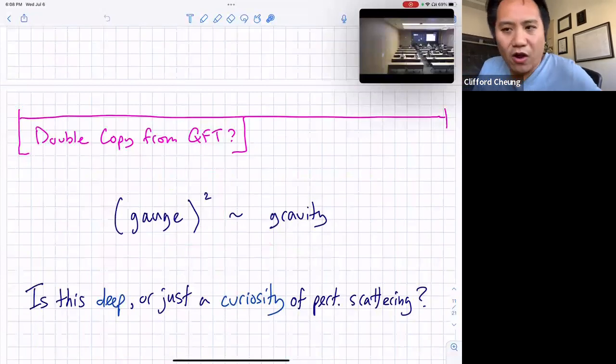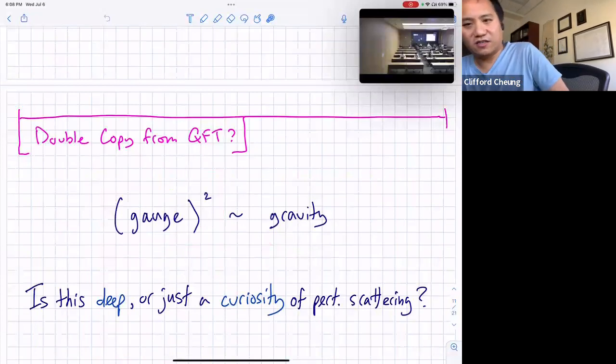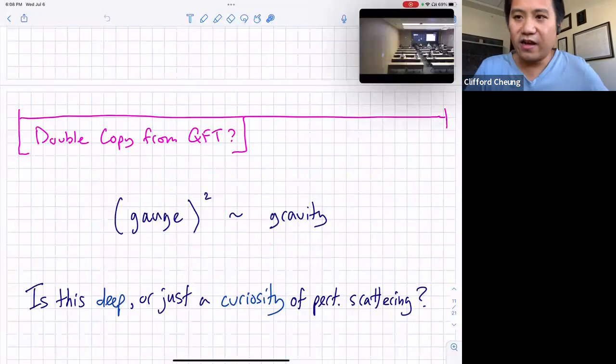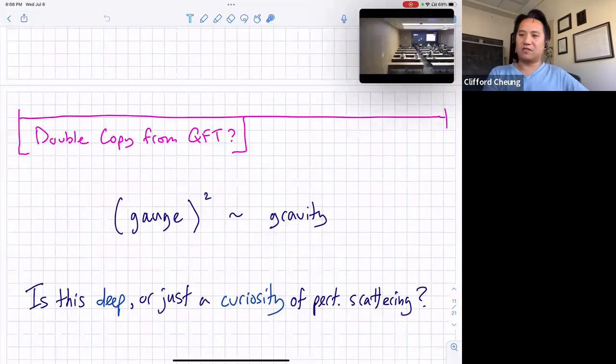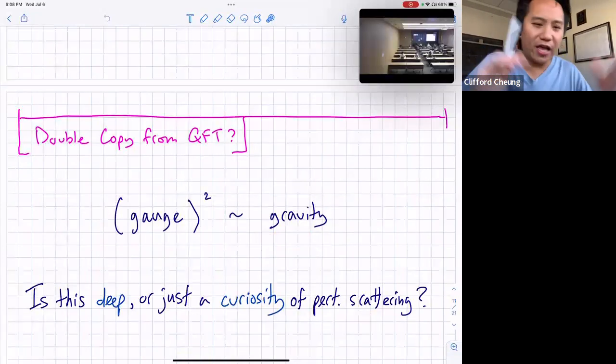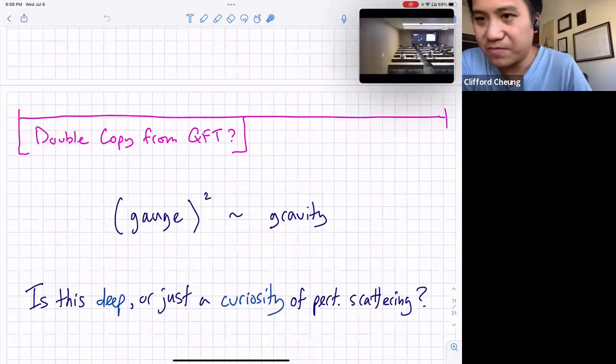Okay, now how high are the stakes in this question? Let's just work through some hypotheticals. Let's say gauge theory squared equals gravity is just totally not deep, and is just a fact about flat space perturbative scattering amplitudes at tree level. It's just some random fact. That would be fine. A cool random fact. It goes nowhere.